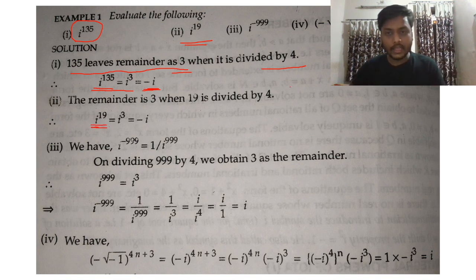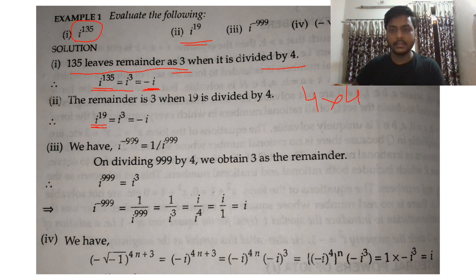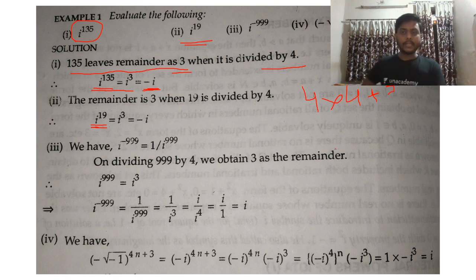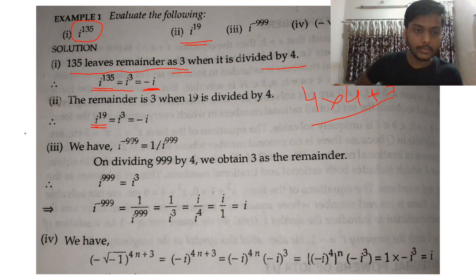Again, this 19 can be written as what? This 19 can be written as 4 times 4, that is 16, and then plus 3. That's how we can write it, right? We have 4 times 4, that is 16, plus 3. That's what I have in i to the power 19.